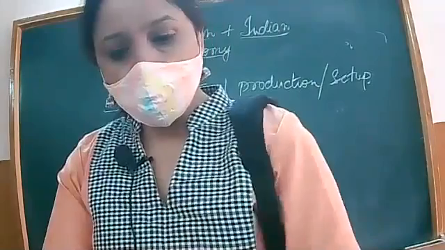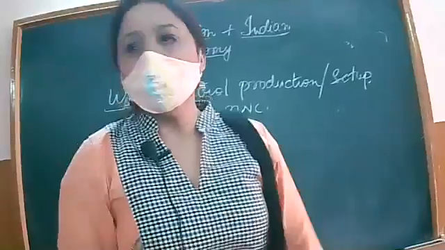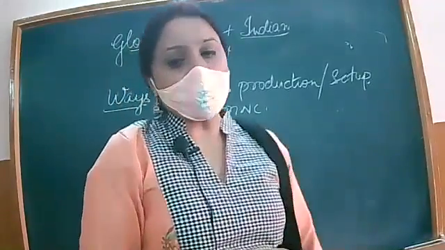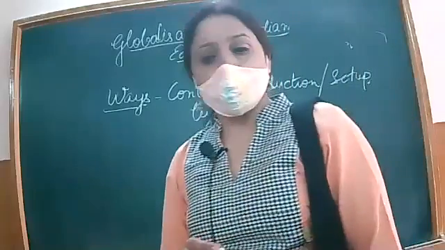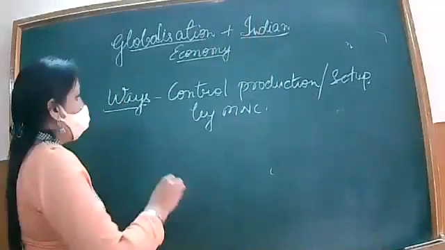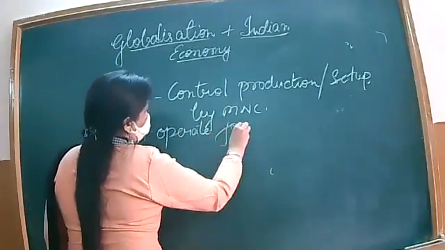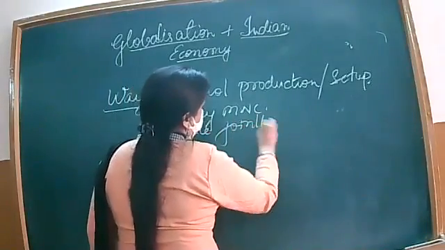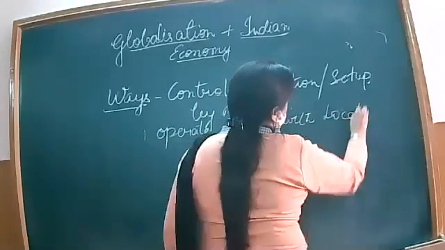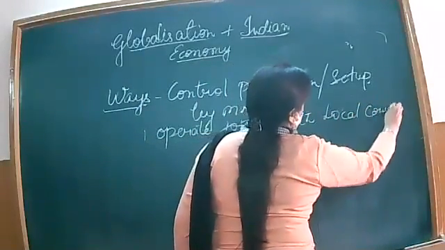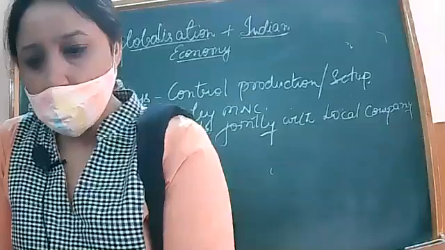MNCs, write down. First way is MNCs operate jointly with an existing local company. So the first point we can say is joint.